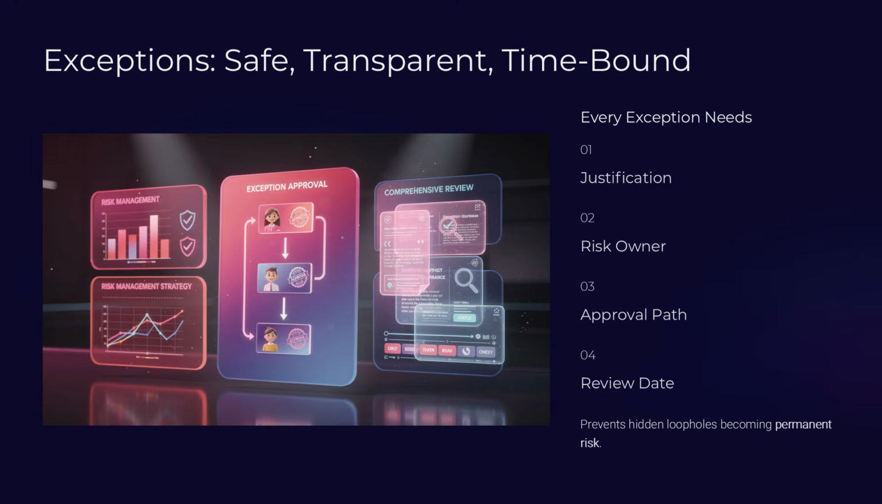With guardrails in place, you now address reality. Exceptions will happen. Your job is to make exceptions safe, transparent, and time bound. You establish a process where exceptions have a justification, a risk owner, an approval path, and a review date. This prevents hidden loopholes from becoming permanent risk and keeps the governance model credible. Leaders appreciate this because it shows you are not building an unrealistic system that breaks under real-world delivery pressure.